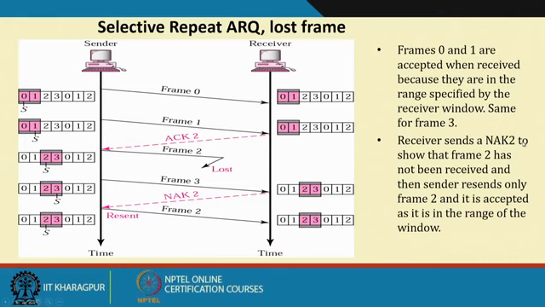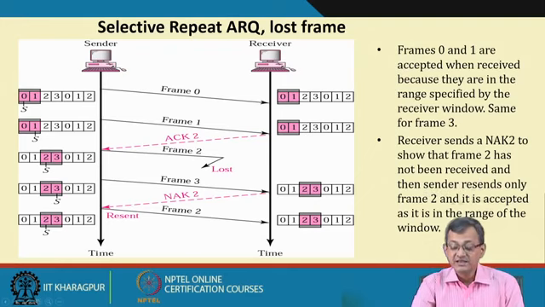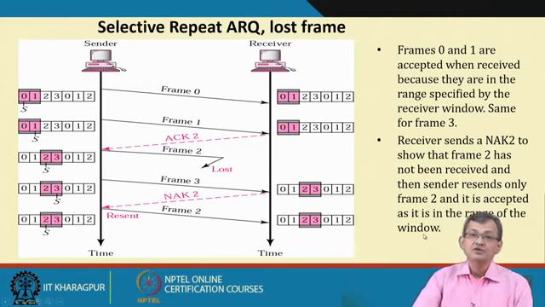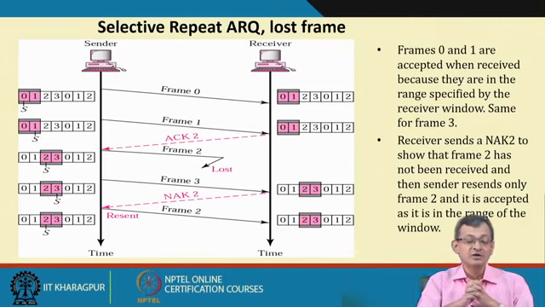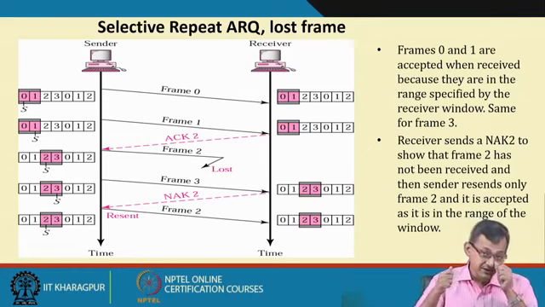The receiver sends a NAK 2 to show that frame 2 has not been received, right, and the sender resends only frame 2, and it is accepted as it is in the range of the window, right. So, this range of the window matters much. If it is within the range of the window, and you receive a NAK, a request for selective repeat of a particular frame, then it is resent by the sender.